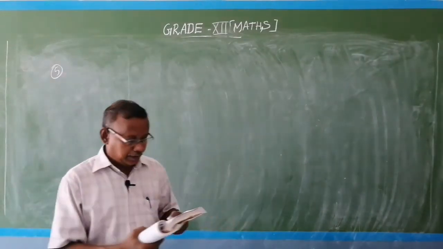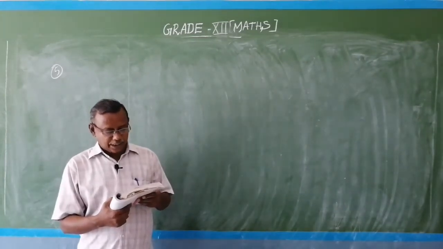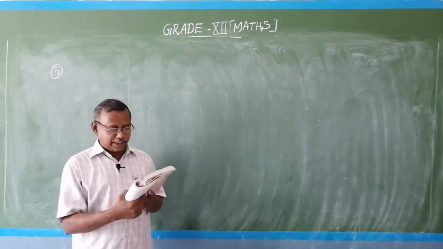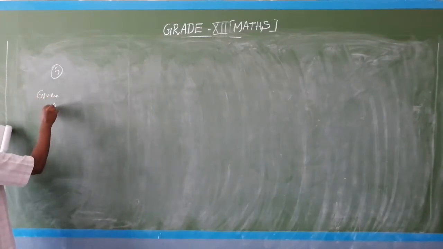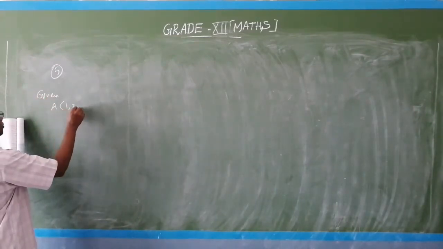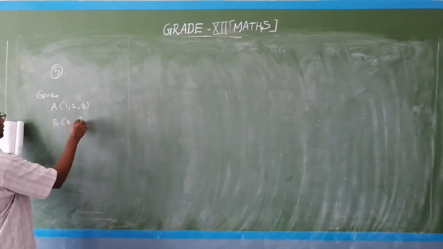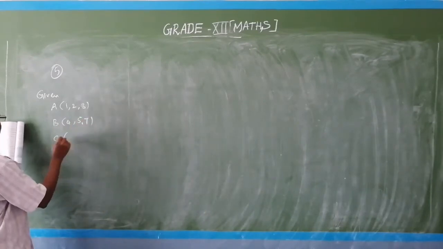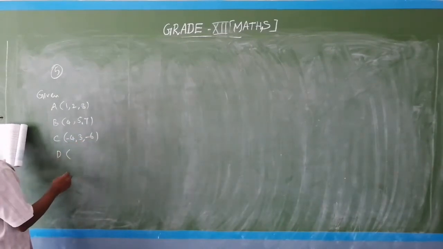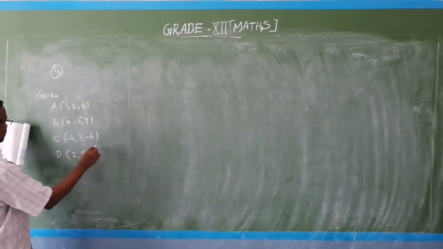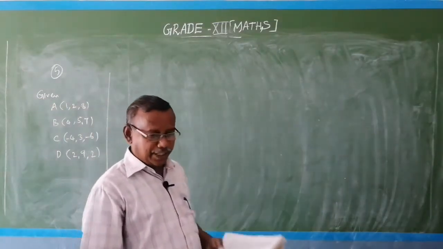Now, question number 5. If the coordinates of the four points A, B, C, D are given respectively, find the angle between AB and CD. Now, let us write the given: A is (1, 2, 3), B is (4, 5, 7), C is (minus 4, 3, minus 6) and D is (2, 9, 2) respectively. So, we need to find the angle between AB and CD.